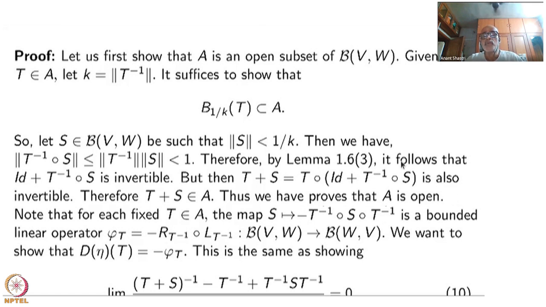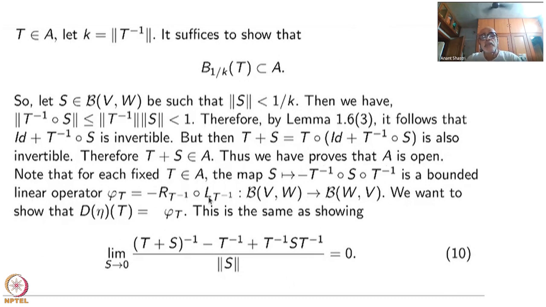All right. Now we want to show the derivative. Fix a T. I want to show that eta is differentiable at T. The map S going to T inverse composite S composite T inverse again is a bounded linear operator. Why? S is the variable here. I am taking the right composition and the left composition by some other bounded linear operator, exactly T inverse on both sides. So we have seen that composing left or right is again a bounded linear transformation. You are doing it twice. What are they? They are actually L of T inverse and R of T inverse.